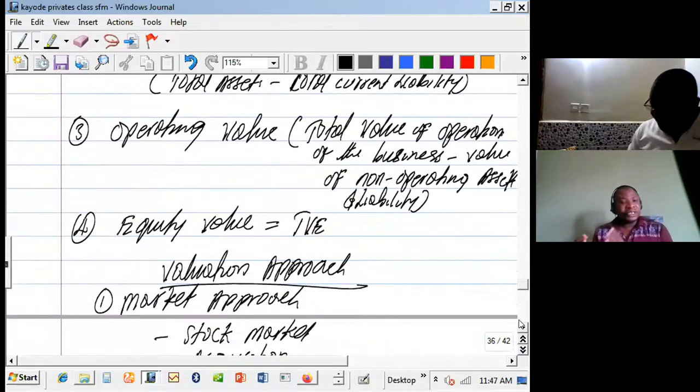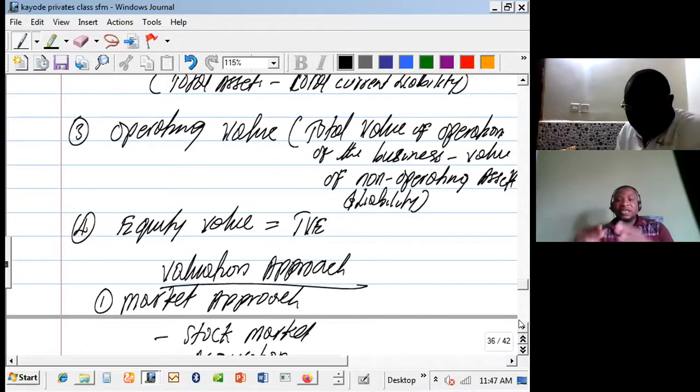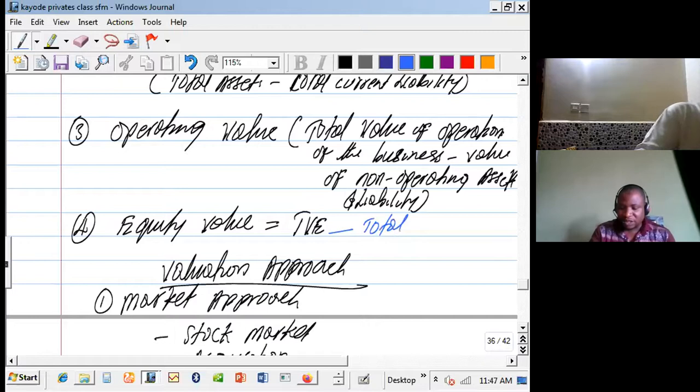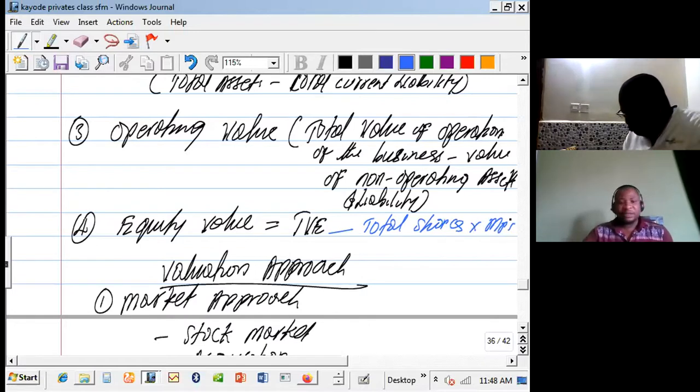Number 4, which is the last one, is the equity value, and we are looking at the total market value of equity. You take the total shares of the company, and you multiply by the market price per share. So here you just take the total shares. We've done that a lot. Multiply by the market price of the shares of the company.